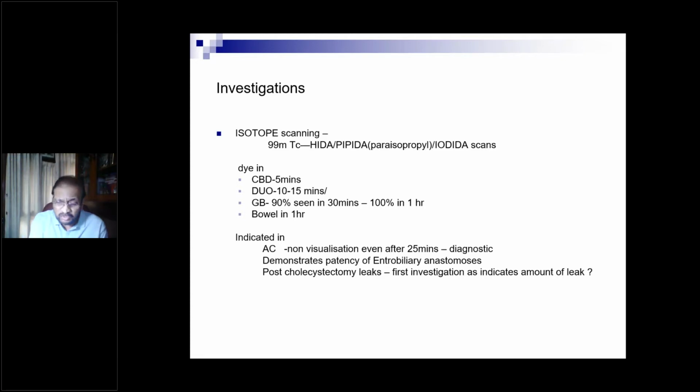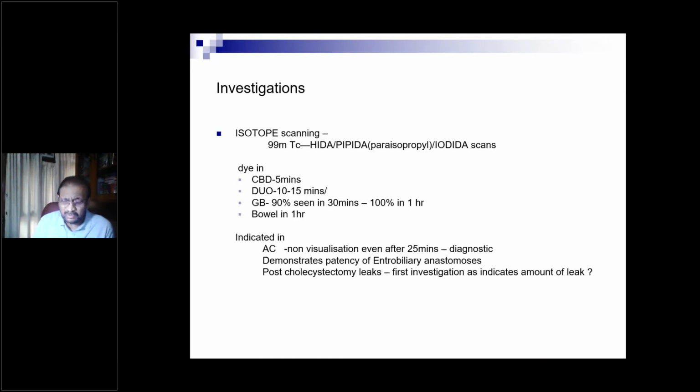And you would expect the gallbladder should also be seen in 5 minutes because the CBD is seen in 5 minutes. No, sir. The gallbladder is seen 90% after 30 minutes and 100% at 1 hour. That means the dye to concentrate inside the gallbladder takes the longest time, a time equal to the time of appearance of the dye inside the bowel. So remember, dye appearing in the intestine and dye opacifying the gallbladder, both will take 1 hour. Immediately the dye goes into the liver, gets excreted into the CBD within 5 minutes, duodenum in 10 to 15 minutes, small bowel 1 hour and gallbladder 1 hour.